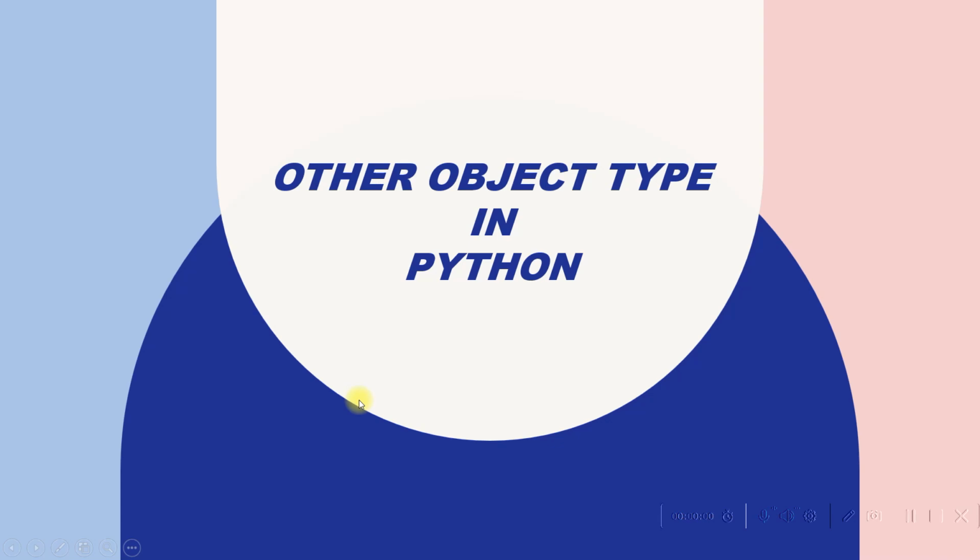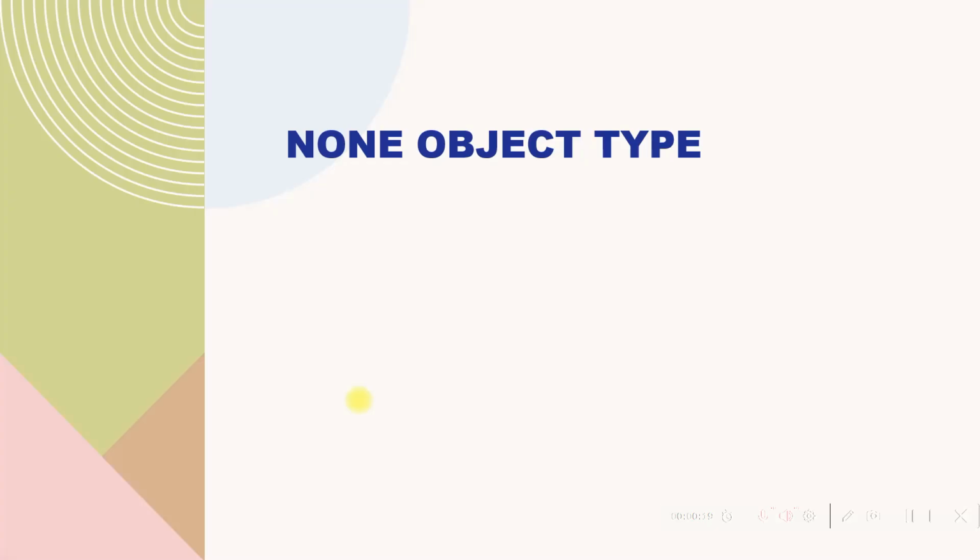Hello everyone, welcome back. In this session we will talk about the sixth object type in Python, which is the other object type. This object type again has some subcategories and we will talk about each subcategory one by one in this session. So without wasting any time, let's start our discussion. The very first object type is the None object type.